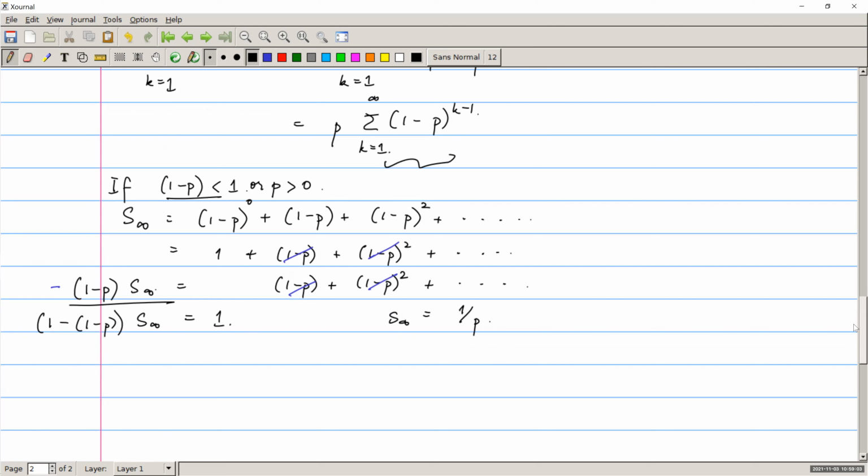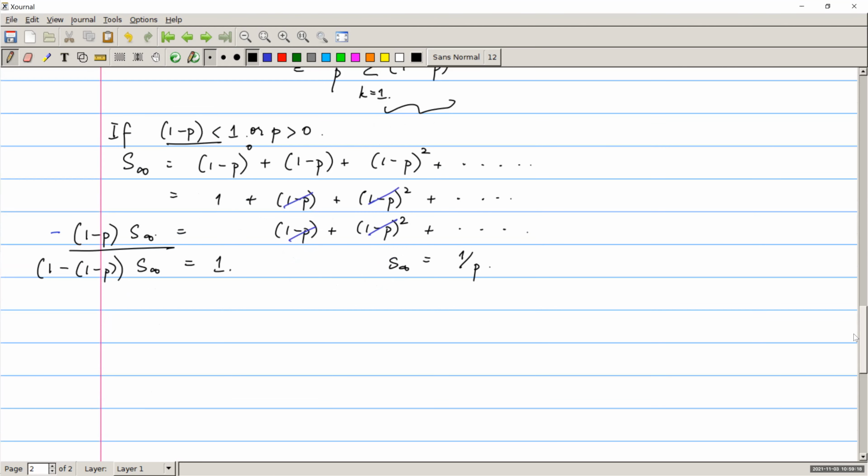Let's do something a little more complicated. We have this term, so let's compute the expectation of t. How do we write the expectation of t?